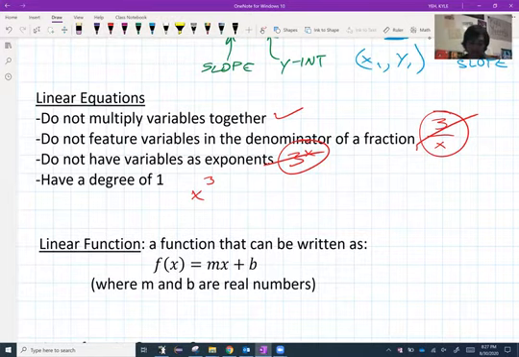But for now, know that having a degree of 1 means the highest power of x that we see is x to the first, or just x. That's typically how we see it. And the highest power of y that we see is just y to the first, or y.